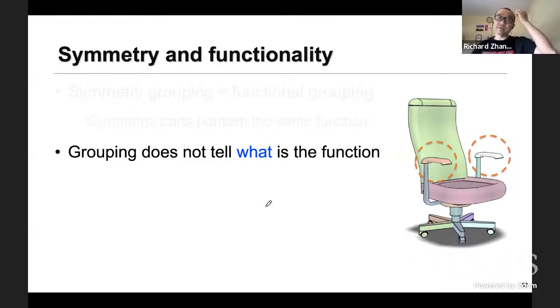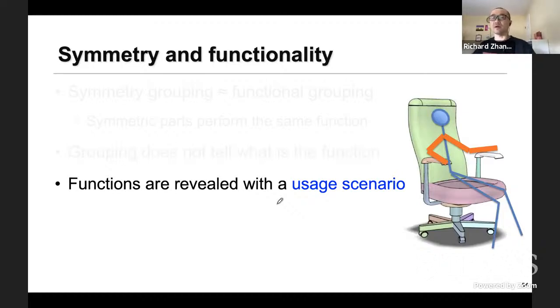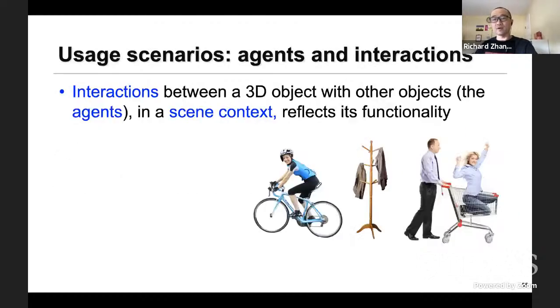However, symmetry grouping doesn't really tell what the function is. It only tells you that these 2 parts, which are symmetric, perform the same function. But to know what the functions are, we need to see a usage scenario, right? So here we see a person sitting on a chair. We see the functionality of the seat, and we also see that the person is resting his arms on the 2 armrests, and we see the functionality of the armrests. So the key here is to have a notion of this usage scenario, to be able to model that and possibly to learn it, and eventually possibly to be able to generate it.